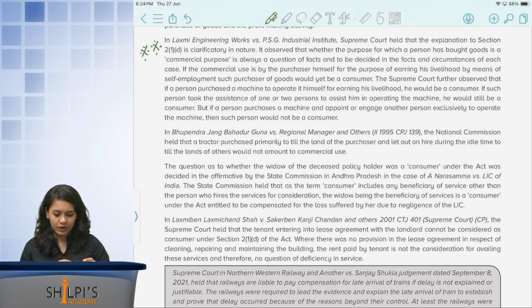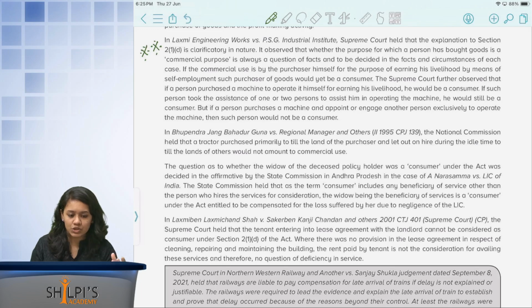They will give you facts of a case. They will give you certain facts, and then they will say that, okay, Mr. X did so and so, etc., etc. Mr. Y has now approached the consumer court, and comment what you think is going to be the decision of the Supreme Court.